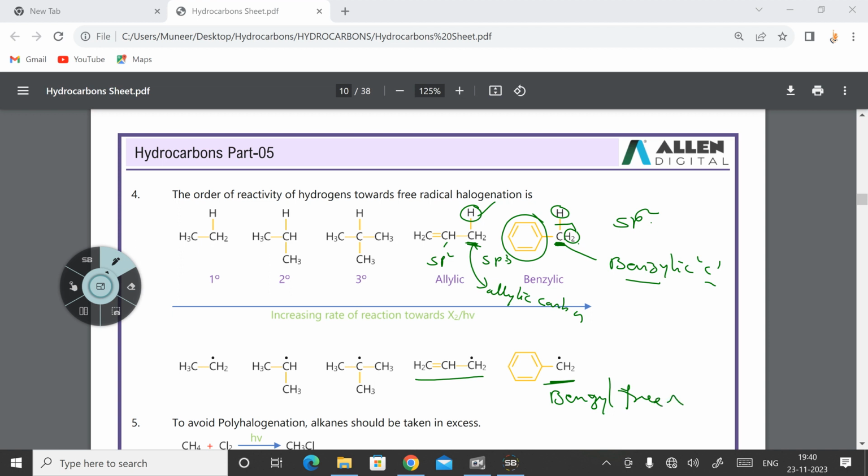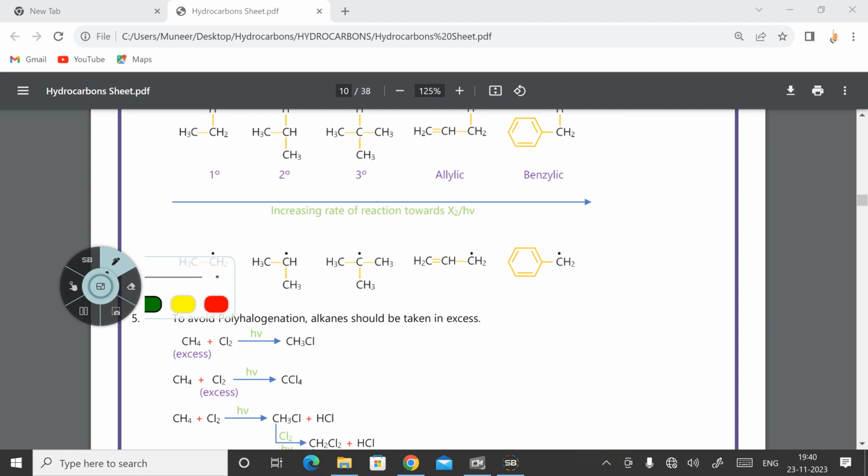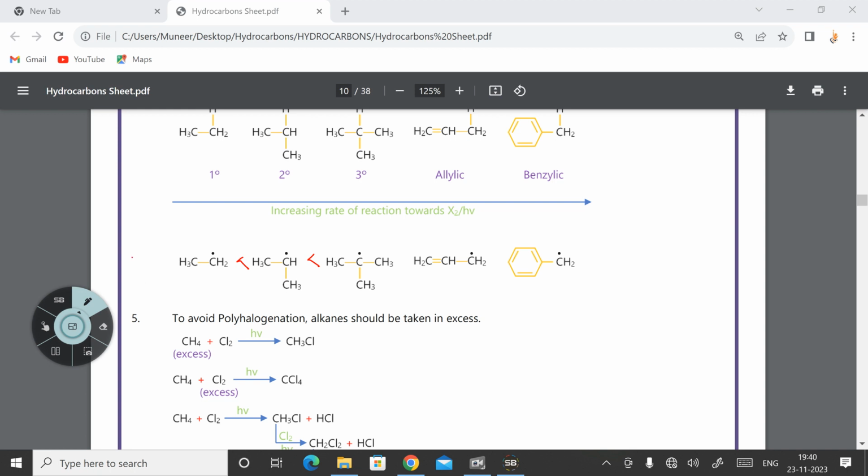Which free radical is more stable? What we learned earlier is primary, secondary, tertiary. So tertiary is more stable than secondary, secondary is more stable than primary, primary is more stable than methyl free radical. Now here, allylic free radical is more stable than those, and benzylic free radical is more stable than allylic free radical. So this is the order.